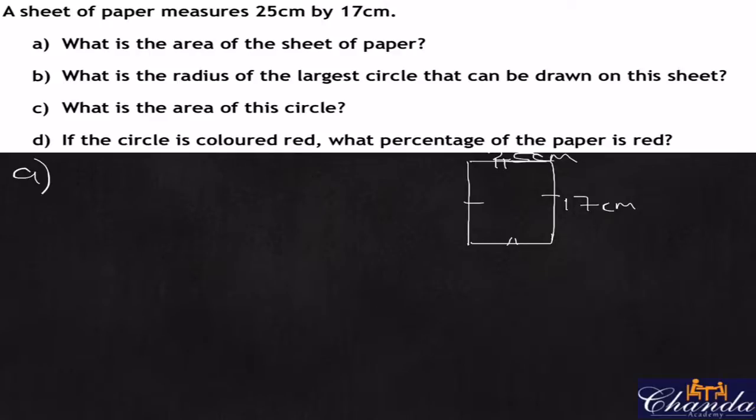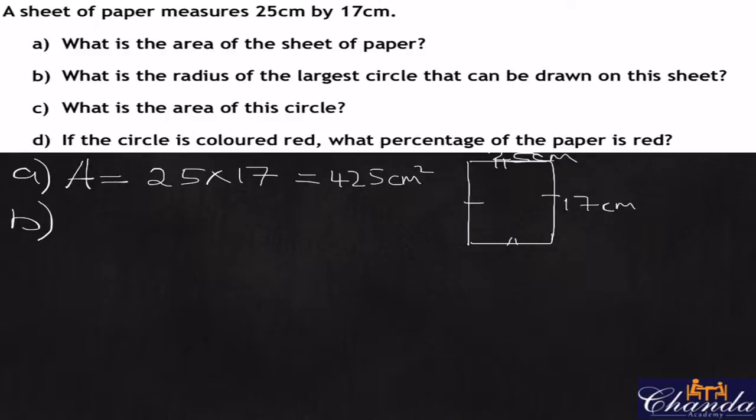That's pretty straightforward. So area is always the length times the width, which is 25 times 17 in this case, giving us a value of 425 centimeters squared. Part B, what is the radius of the largest circle that can be drawn on this sheet?